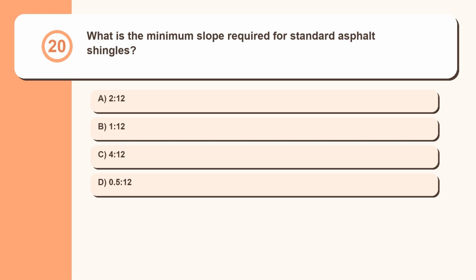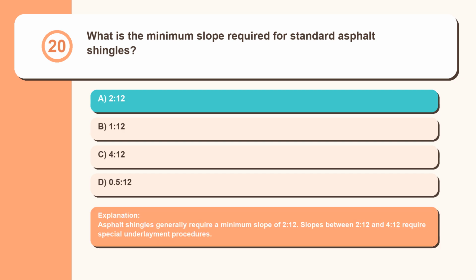Question 20. What is the minimum slope required for standard asphalt shingles? 2:12, 1:12, 4:12, 0.5:12. Asphalt shingles generally require a minimum slope of 2:12. Slopes between 2:12 and 4:12 require special underlayment procedures.